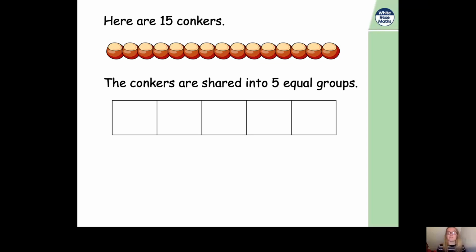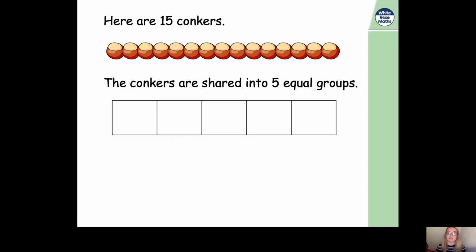Now, if it didn't have the word shared there, we'd know from looking at 5 equal groups that we would need to share, because remember, with sharing, you know how many objects you have and you know how many groups you need to have, and you need to work out how many will be in each group after you've shared. So our keywords are shared and 5 equal groups.